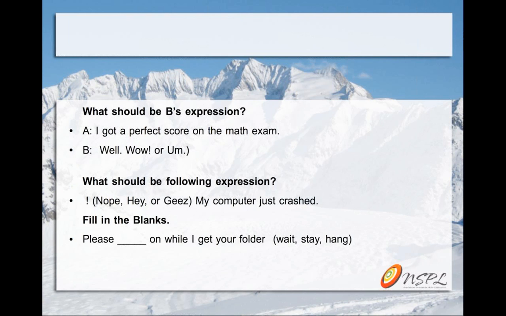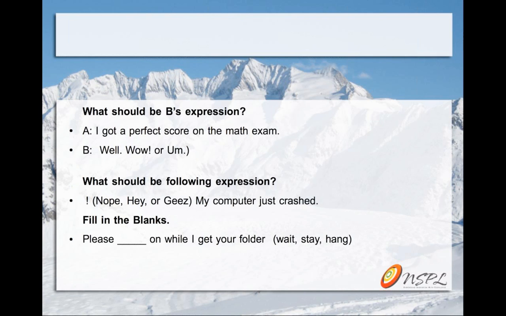So there are two corrections that you have to make. This is a kind of exercise. In the exercise we can say what should be B's expression. "I got a perfect score on the math exam." So what should I use? "Well, wow." "Wow, I got a perfect score on the math exam." So that is the correct expression for that.